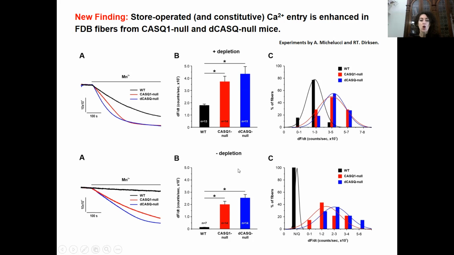In the absence of pharmacological store depletion, while in wild type fibers the quench was completely abolished, a significant rate of manganese entry was still present in both genotypes, strongly suggesting the presence of a constitutively active influx mechanism in these mouse models.